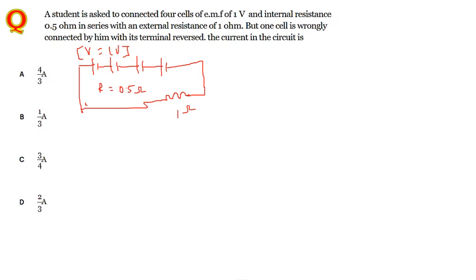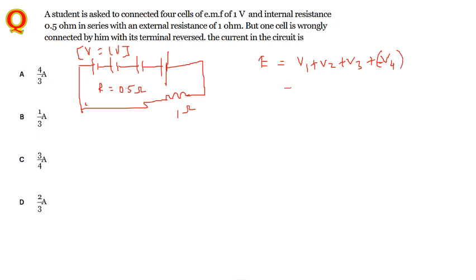Now see here. What they are asking in this one is, one cell is wrongly connected by him, with its terminal reversed. See, plus minus, instead of that they have reversed this one, minus and plus. See here, in this case, what is the current? Now first we find the potential here. E or V will be equal to E, EMF, in this case V1 plus V2 plus V3 and plus V4. Here one potential is reversed, so I just mentioned here, this is minus.